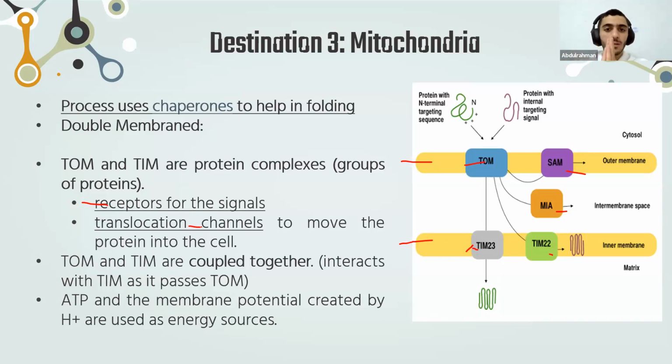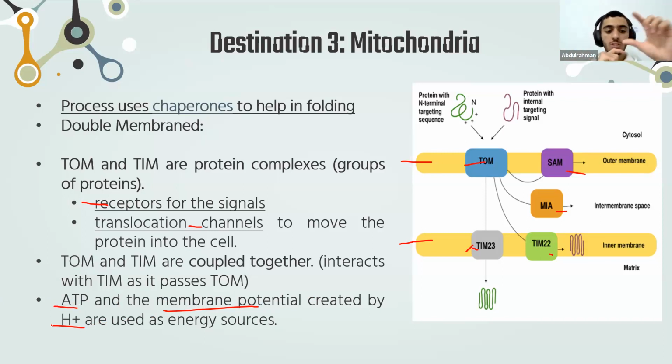Right? And one last thing, I know I said this a bunch of times, but as it's a little bit different and there are two receptors, there's going to be a little bit of a difference in energy source. Okay, so instead of just using GTP every time, this time let's talk about ATP and a membrane potential created by H+. So ATP is one energy source, and then the other energy source is the membrane potential created by H+.